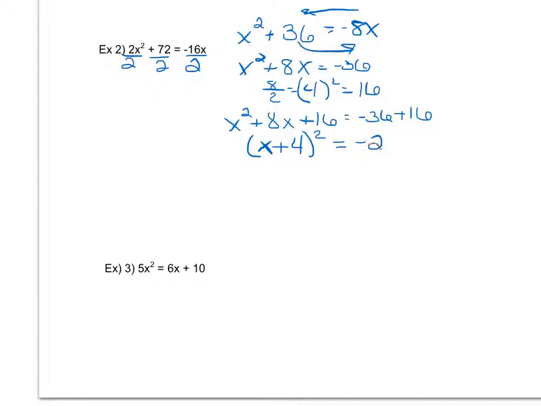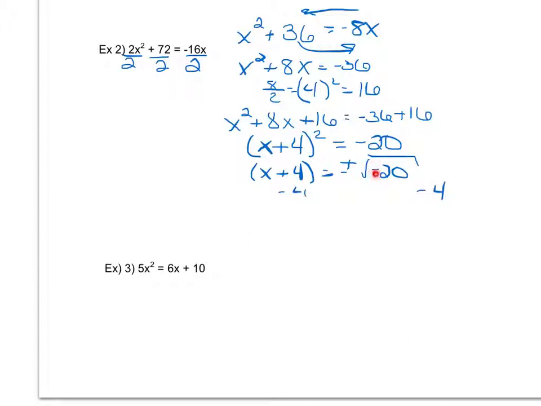Equals negative 20. If I'm solving for my x-intercepts, I can now go ahead and try to figure out how to get x by itself. So I'm going to take the square root of both sides, giving me x plus 4 equals plus or minus the square root of negative 20. So in order to get x by itself, I'm going to subtract 4 from both sides.